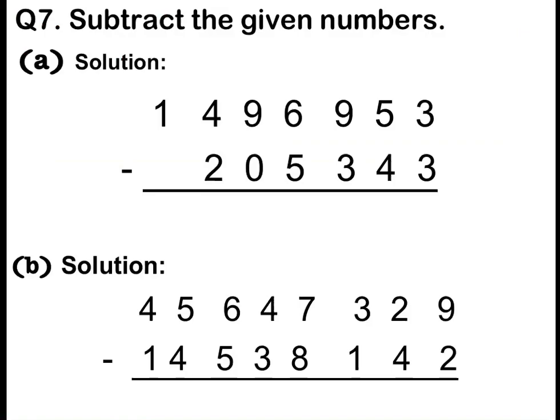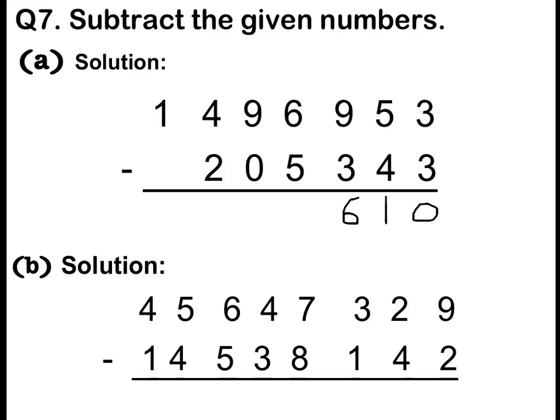1,496,953 minus 205,343. First we will write the solution, then we will solve the question. 3 minus 3 is equal 0. 5 minus 4 is equal 1. 9 minus 3 is equal 6.